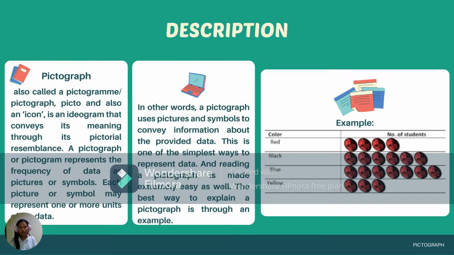This is one of the simplest ways to represent data, and reading a pictograph is made extremely easy as well. The best way to explain a pictogram is through an example.